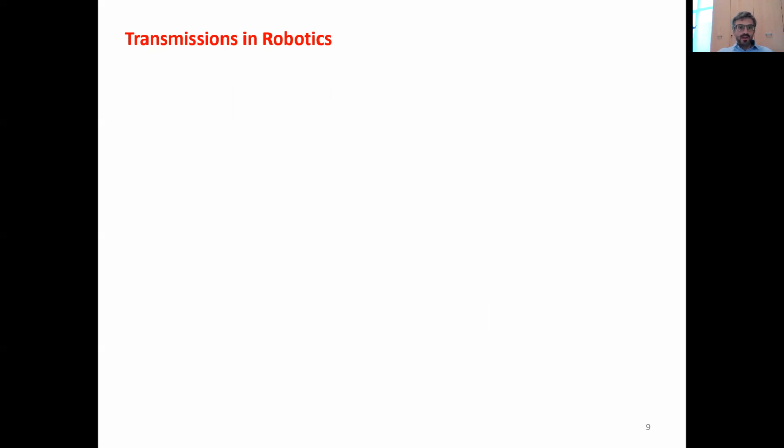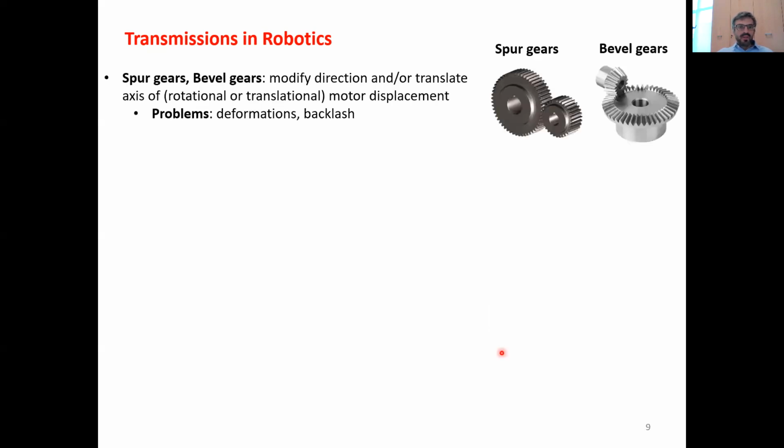And if we look at the different kinds of transmission in robotics, we have the gears. We said that they can have different arrangements. There are spur gears. In this case, they try to shift the axis of rotation. Or bevel gears, they allow, for example, rotation of the axis from vertical to horizontal. The problem of these are deformation and backlash, because the teeth may not engage perfectly. We saw this. With helicoidal teeth, you can reduce the backlash problem.